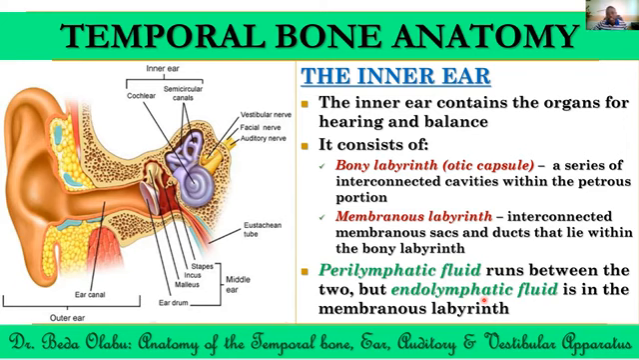If the membranous labyrinth is inside the bony labyrinth, and the membranous labyrinth contains endolymph, it means that perilymph is therefore between the wall of the membranous labyrinth and the wall of the bony labyrinth. Perilymph is between the two. So that is the general anatomy of the inner ear.